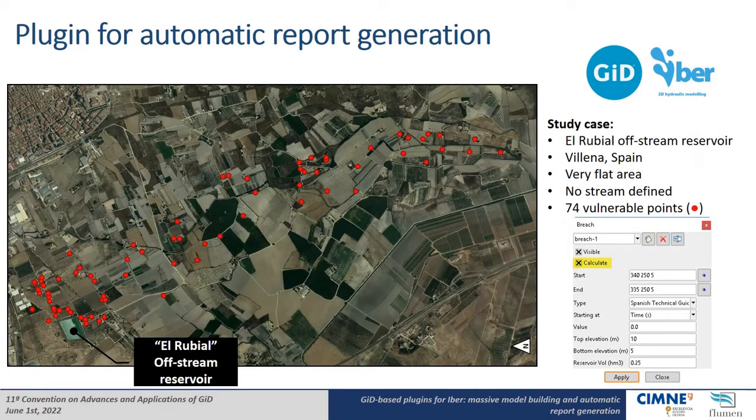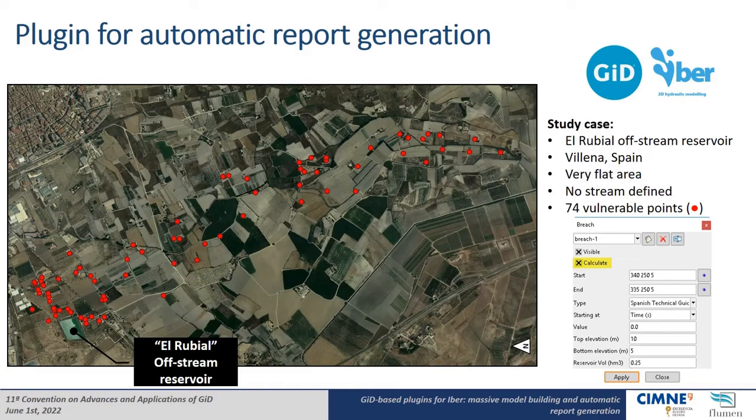Now, I will talk about the second plugin for automatic report generation for the complete methodology in Iber. With this plugin, the user can introduce the coordinates of the vulnerable points. Then, Iber will automatically extract the main hydrodynamic variables such as flow depth, velocity, and specific discharge. Additionally, different calculation scenarios can be performed with the new option Calculate, which allows considering or not the generation of the bridge or bridges.